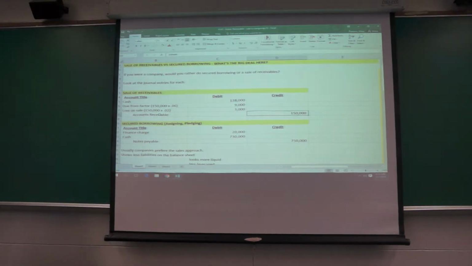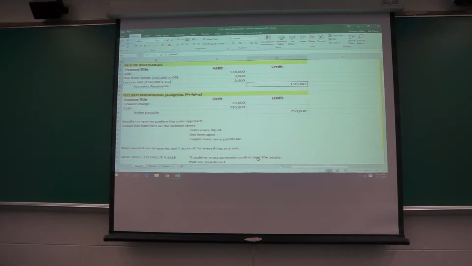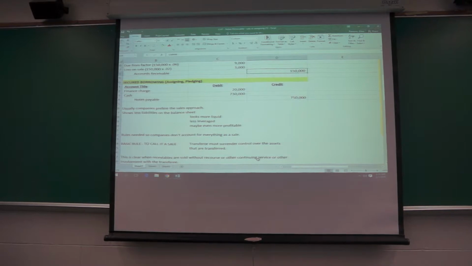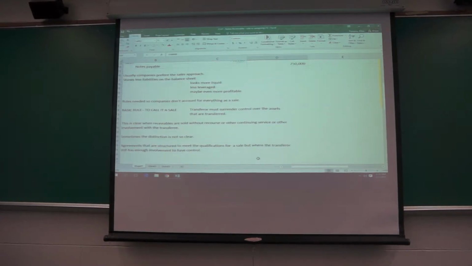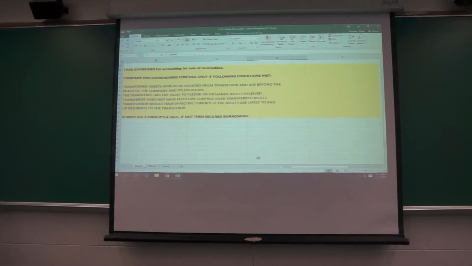And so when you sell the receivables, they prefer the sales approach because your company looks more liquid. It looks like you have less debt, you're less leveraged. And so FASB has the rules so that companies don't account for everything as a sale. And so these are the basic rules. It would be good to be aware of what these are.